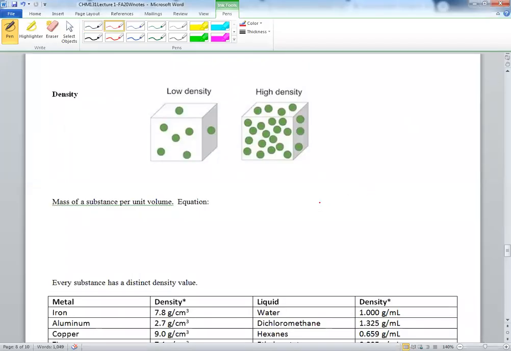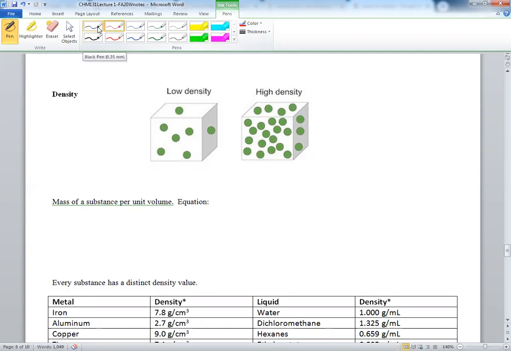Density. A very important concept and a property that we use all the time in chemistry. Just remember that every substance has a specific density. And here's a nice visual for density.